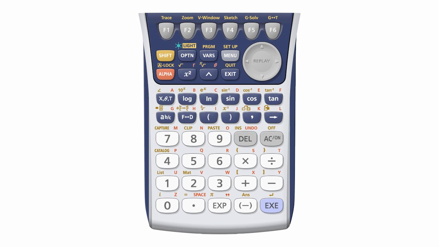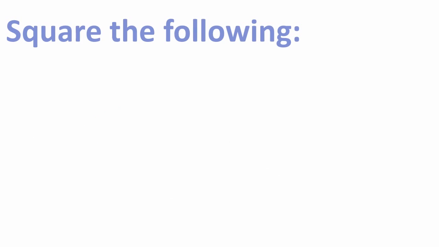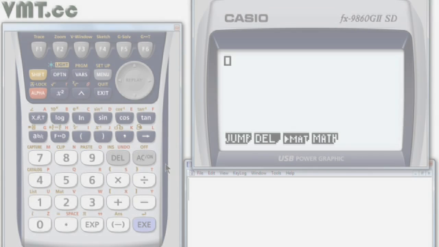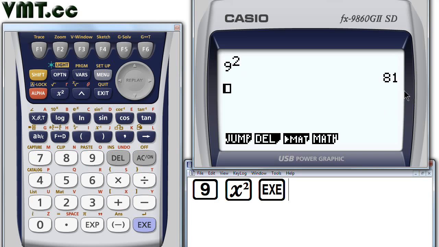To find the square of a number, press here. To find the square of 9, first press the number 9, and then the x squared key up here. And finally, execute. The answer is 81.